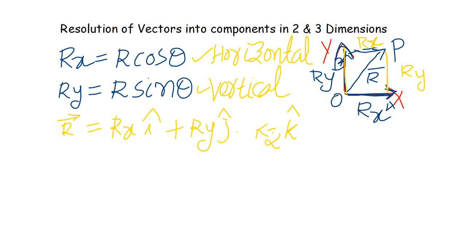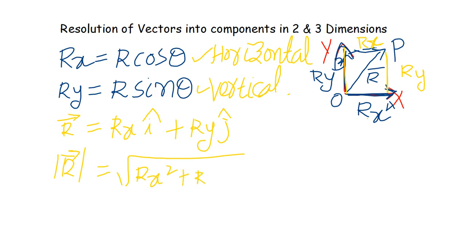Now the magnitude of this r bar, this is the symbol of magnitude, is root over rx square plus ry square.